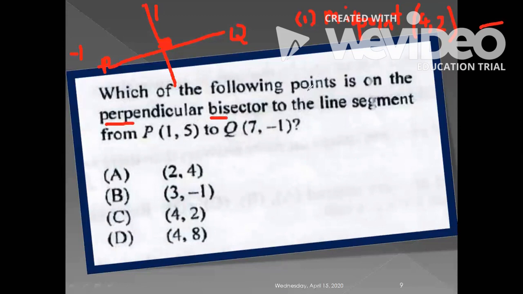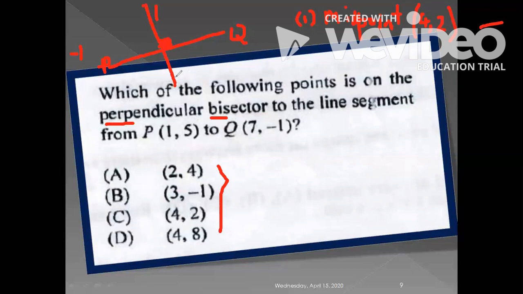Look at the question. Which of the following points is on the perpendicular bisector? In other words, is these points here? One of them is actually on it, but we need to find out which one. But you guys remember a while ago when we did the question, they had an equation, not true? So we need to find that equation.